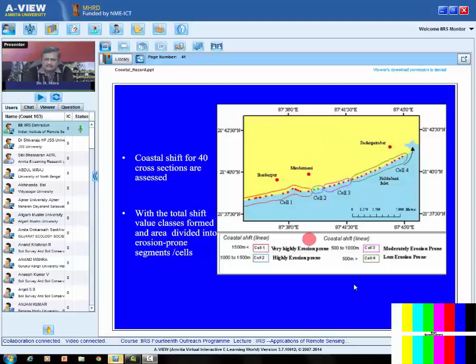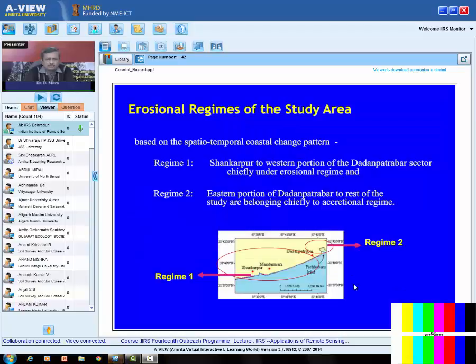Like you can see here, cell 1 is very highly erosion prone, cell 2 is highly erosion prone, cell 3 is moderately, and cell 4 is mainly the least erosion dominated region. That means in the entire stretch of the coastal area, the erosion rate is different. Different areas are behaving differently with time. So we can find out particularly the erosional regimes in this region.